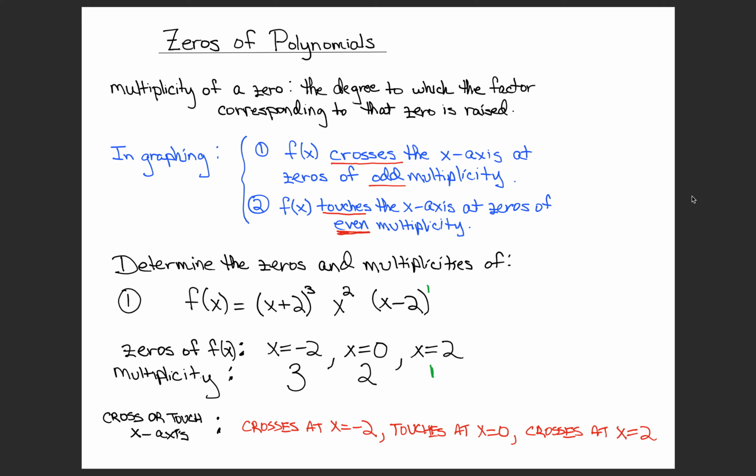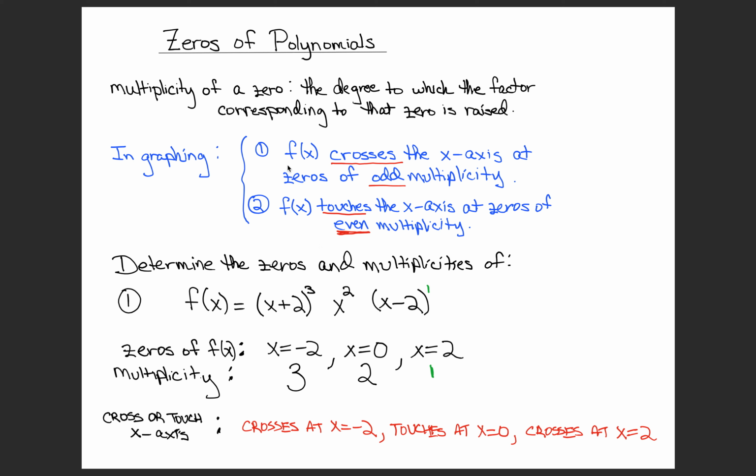Now, if you notice at the top of the screen, underneath the title, zeros of polynomials, we have what is referred to as the multiplicity of a zero. By definition, the multiplicity of a zero is the degree to which the factor corresponding to that zero is raised. And now, in terms of graphing, we're going to have some odd-powered as well as even-powered functions pertaining to the zeros.